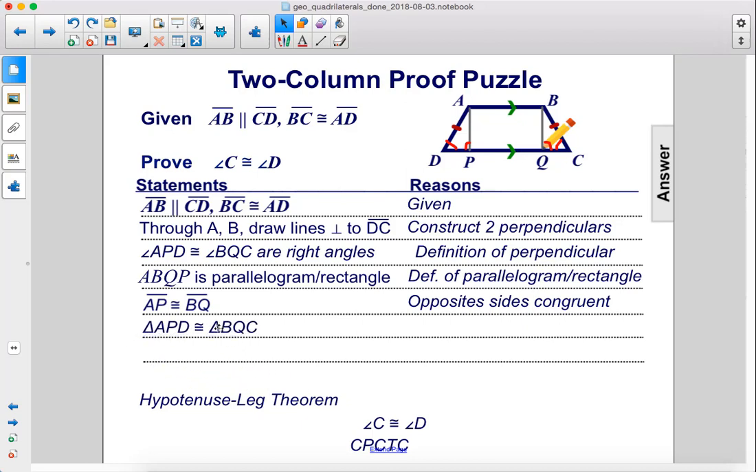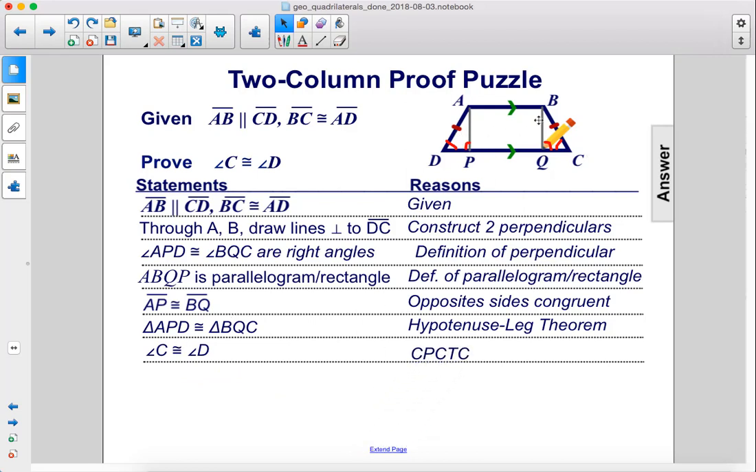Triangle APD is congruent to triangle BQC because of the hypotenuse leg theorem, since this hypotenuse is congruent with this hypotenuse and this leg is congruent to this leg. So then angle C is congruent to angle D because corresponding parts of congruent triangles are congruent.